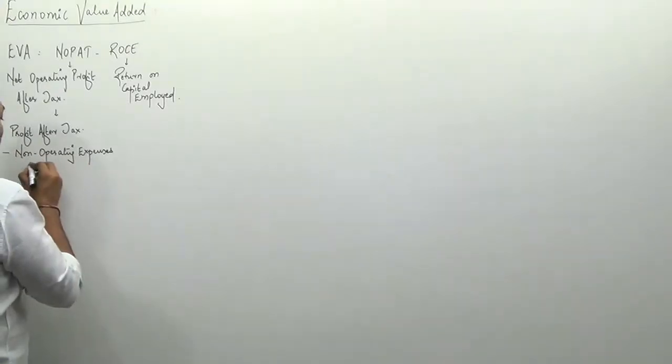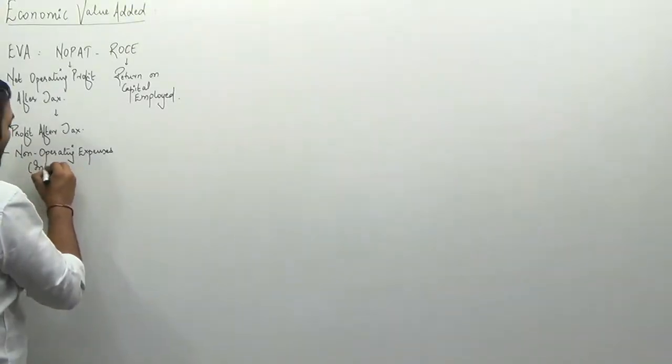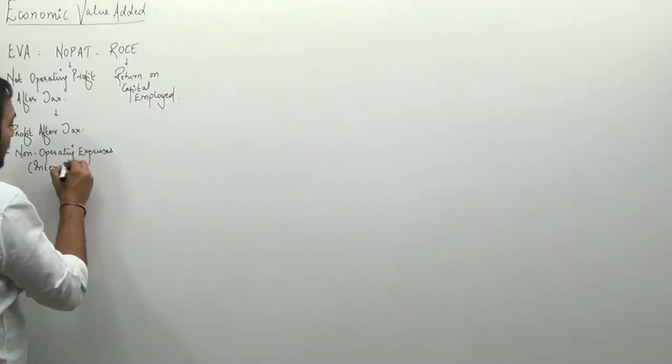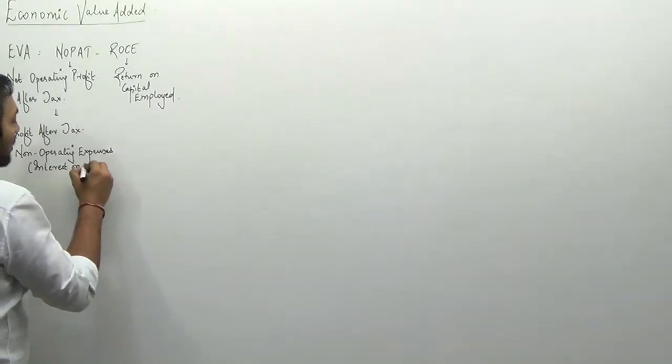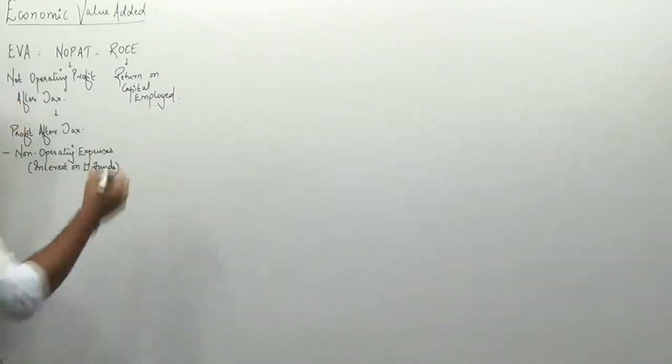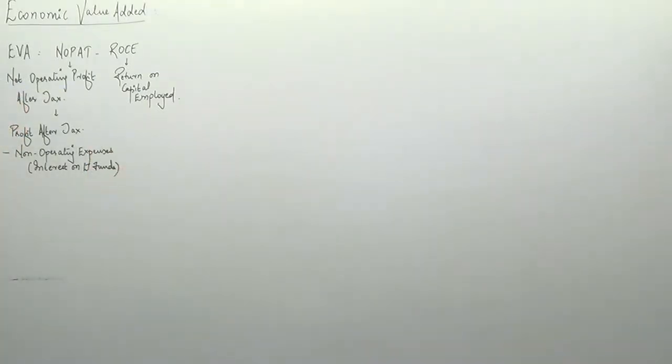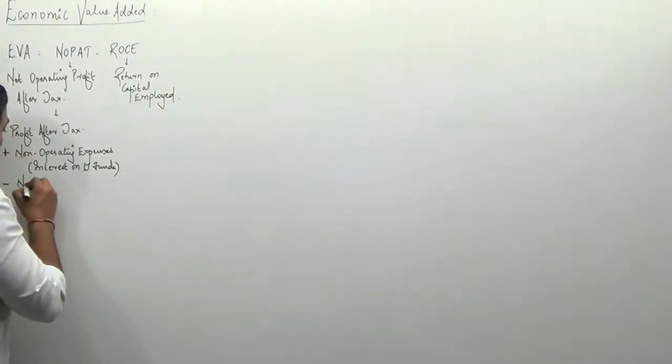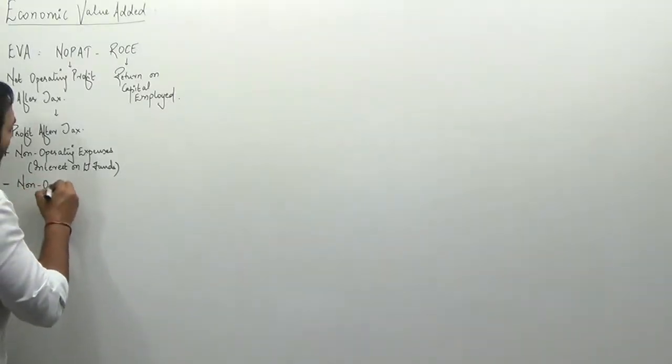The major non-operating expenses that I get is always interest. Interest on long-term funds is a non-operating expenditure because it is of financial nature. It is in no way of an operating nature. So I'll have to add it back. We have already deducted that in computation of profit after tax. So I'm adding it back minus non-operating incomes.